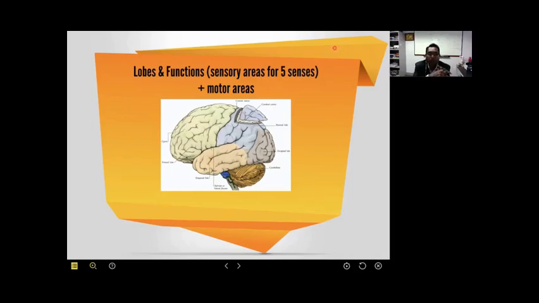Okay, welcome back. In this video, we're going to talk about the lobes formed because of the sulci in each hemisphere. So we're going to talk about these lobes and their function. There is one function of some of these lobes specific to sensory areas and motor areas, and we'll talk in detail about these sensory and motor areas in the last video.